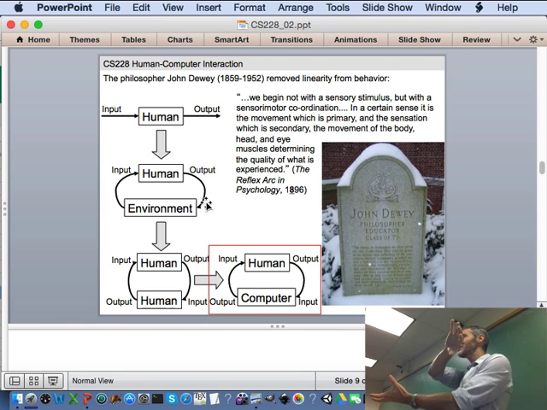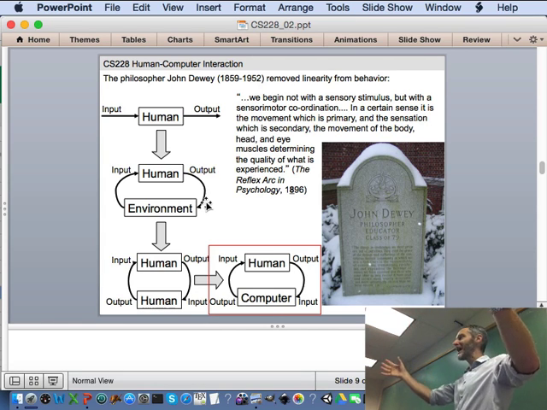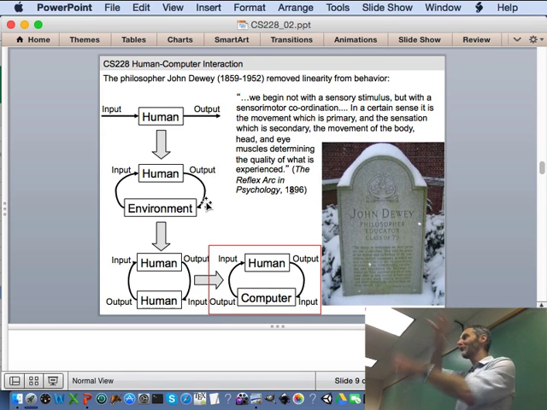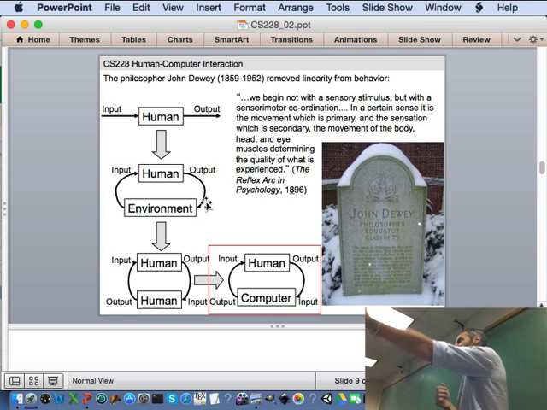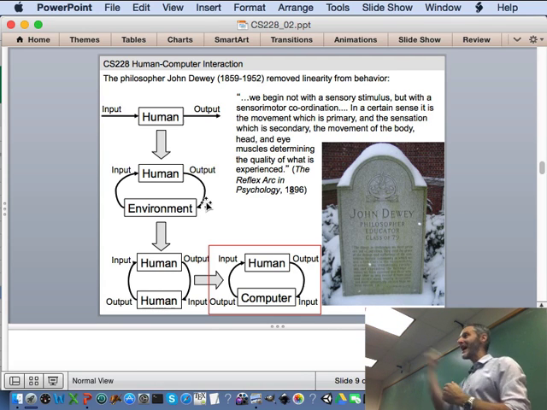Right? So Dewey said, if you want to really think about interaction, or in this case, human behavior, flip things around. And it's much harder to do. It's less intuitive. Think about action and sensory repercussion, which is an active process, rather than sitting and waiting for sensation, then thinking, then acting.